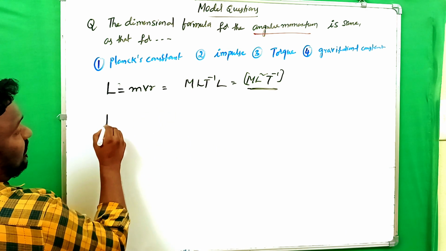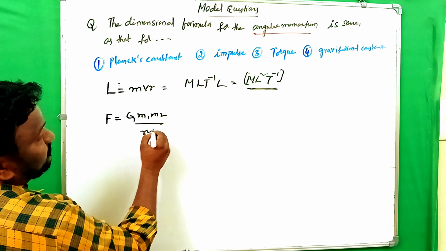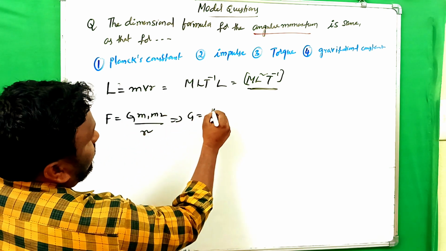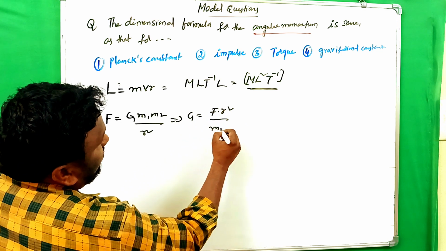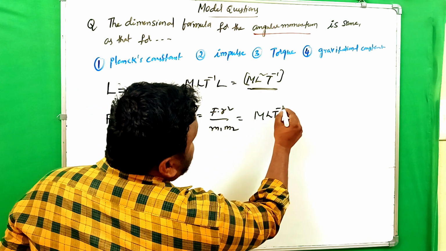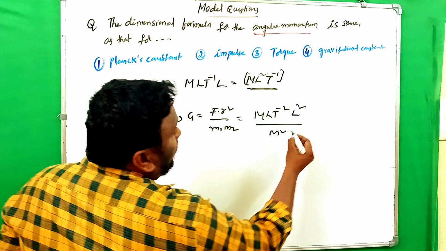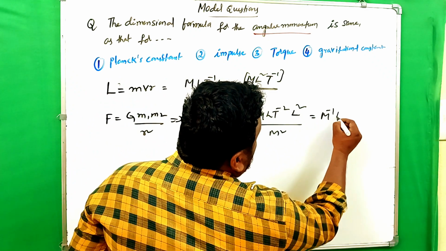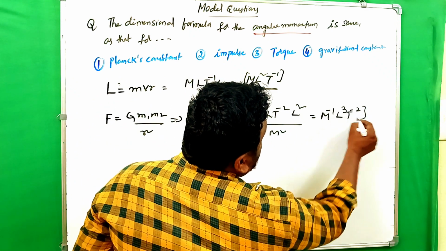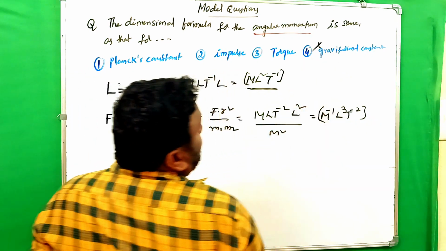Gravitational constant: F is equal to G m1 m2 by r square. Then G is equal to F r square by m1 m2. Already we discussed, F is force, M L T inverse 2, and r square is L square by M square. Then what you get here? M inverse 1 L cube T inverse 2. That's why both are not the same, so the fourth option is the wrong one.